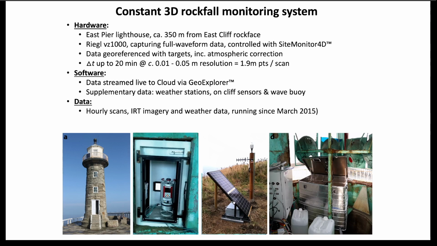It's georeferenced with targets distributed across the cliff face that also allow us to conduct an atmospheric correction. And so the data we collect ranges from around 1 to 5 centimetre resolution, with each scan that it captures being almost 2 million points. We have some control software that streams the data live to the cloud, which we can download almost in real time, and it's also supplemented by a set of weather stations and sensors on the cliff face. So the data set I'm going to talk about is hourly scans, also some thermal imagery, which I'll come on to later, and some weather data.